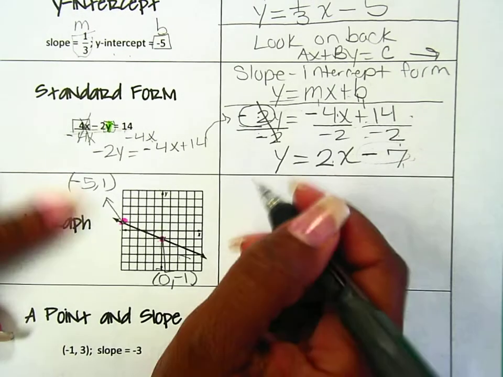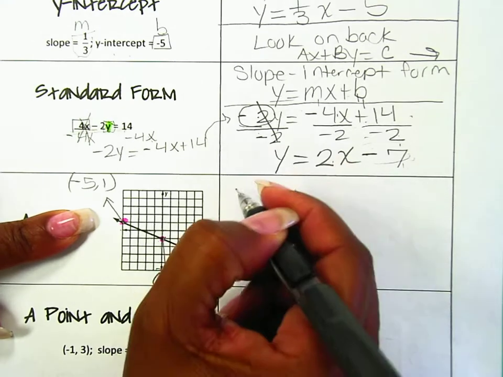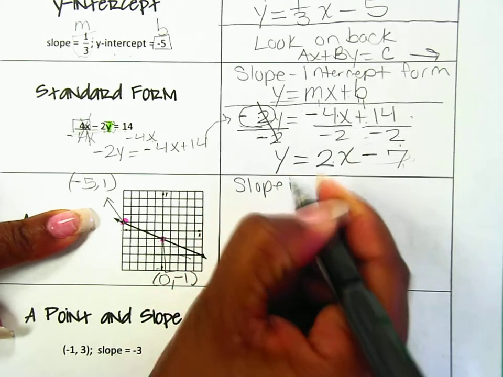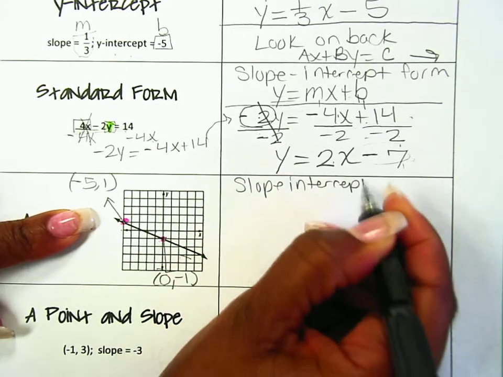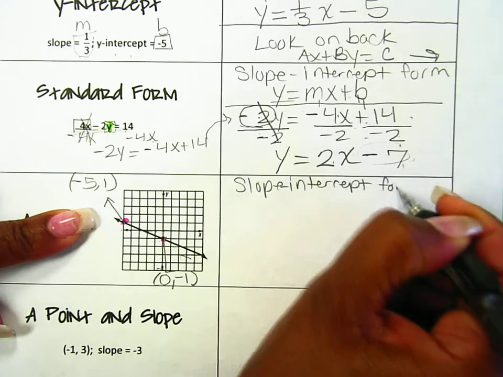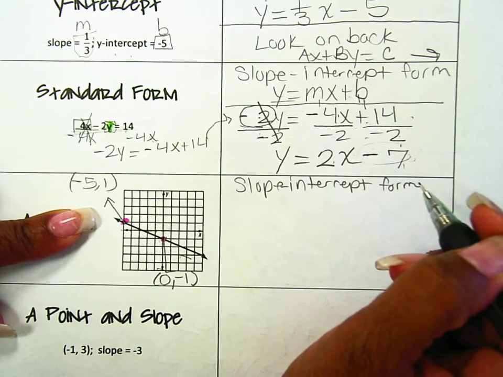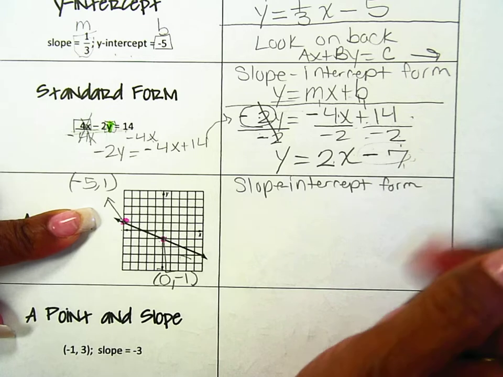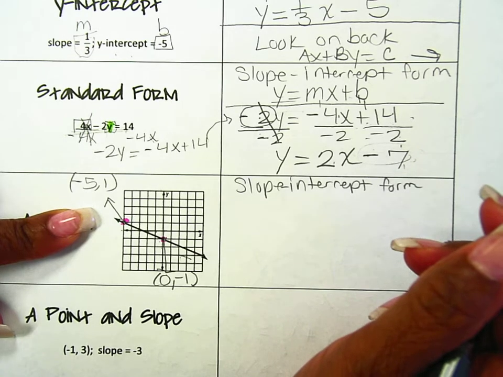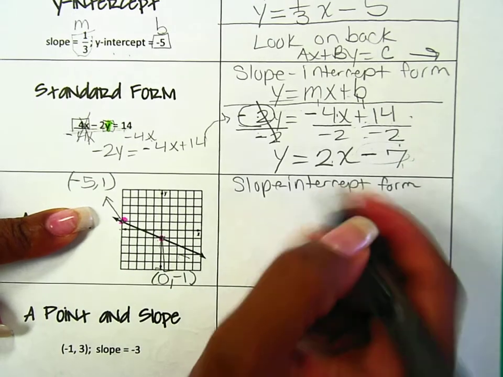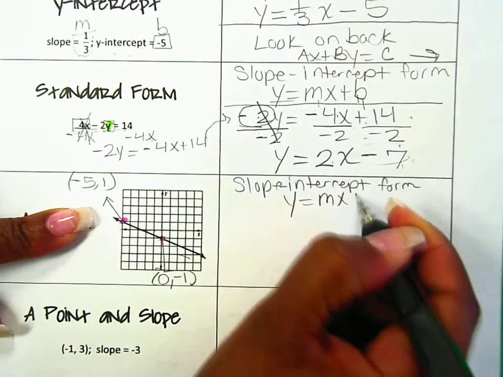Okay, let's do slope-intercept form first, because you're probably like, oh, no. So slope-intercept form again. What do you need for slope-intercept form? I can't hear you. Say it louder. Guys, now you know, if you're saying it, I still don't hear you. This is a recording. Okay, so we got y equals mx plus b.